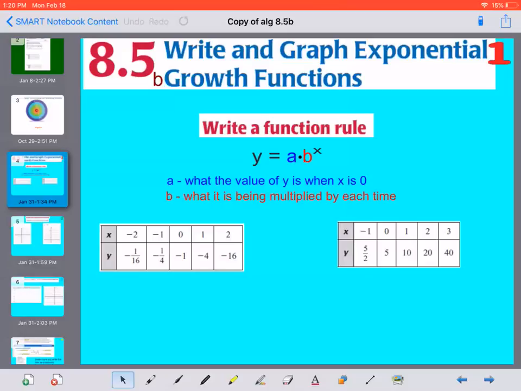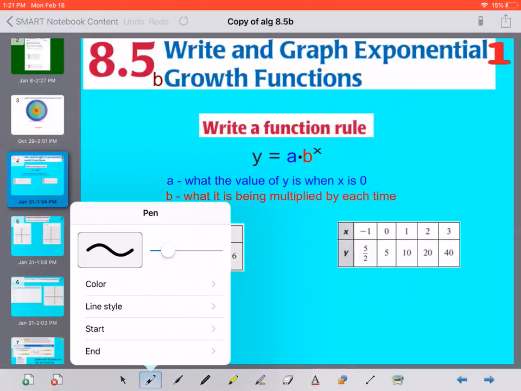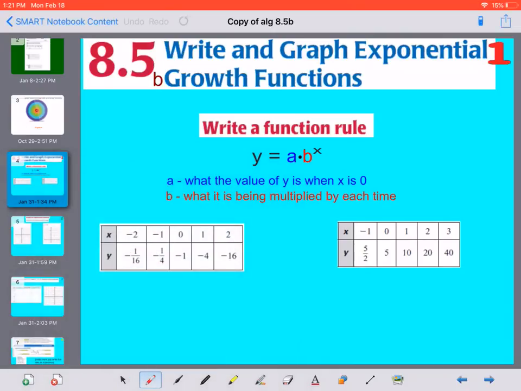Morning everyone. Today we're continuing writing and graphing exponential functions. So we're going to start off today by just doing a little review, writing function rules. The first one says to write a rule for our table here.